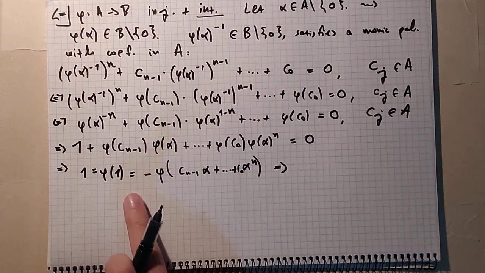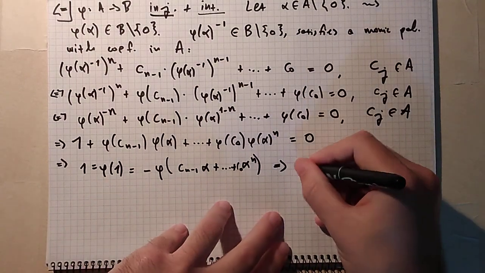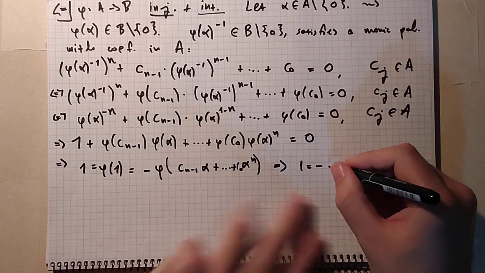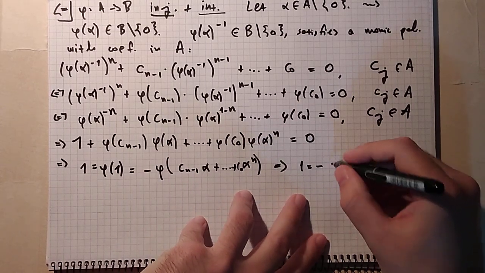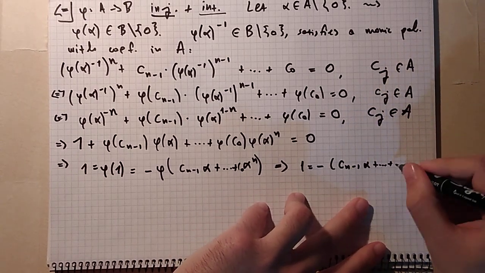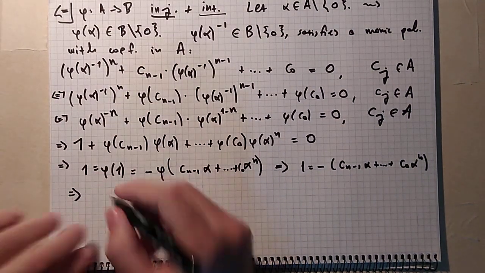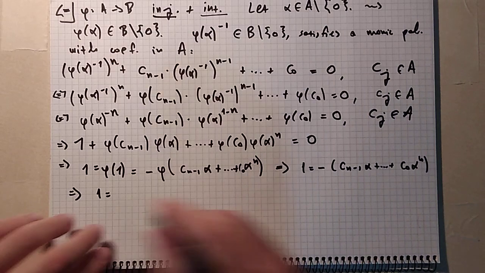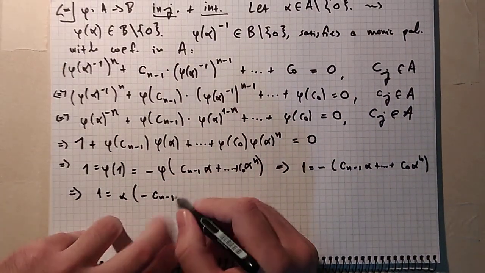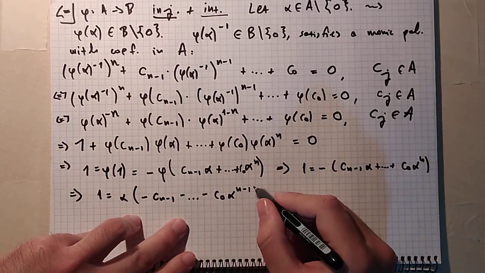And now, since phi is injective, I'm using that again. Well, this implies that 1 has to be equal to minus the thing living inside this parenthesis, so it's this thing over here. And now, of course, we take alpha out, and this is just alpha times minus C0 alpha to the power of minus 1, right?